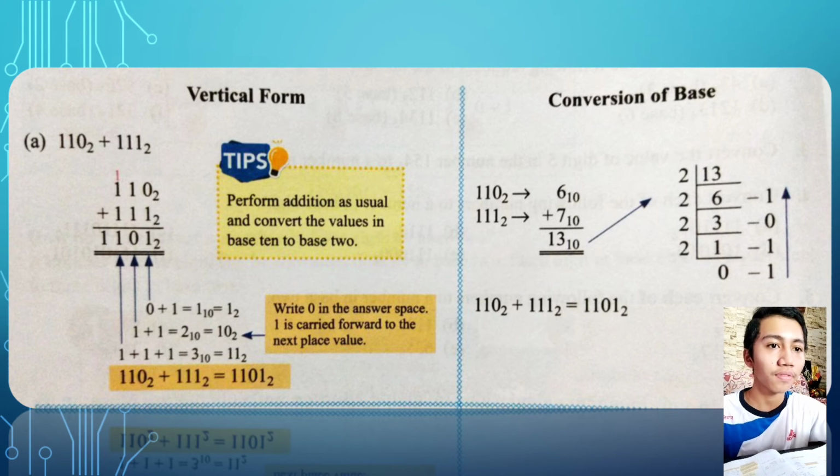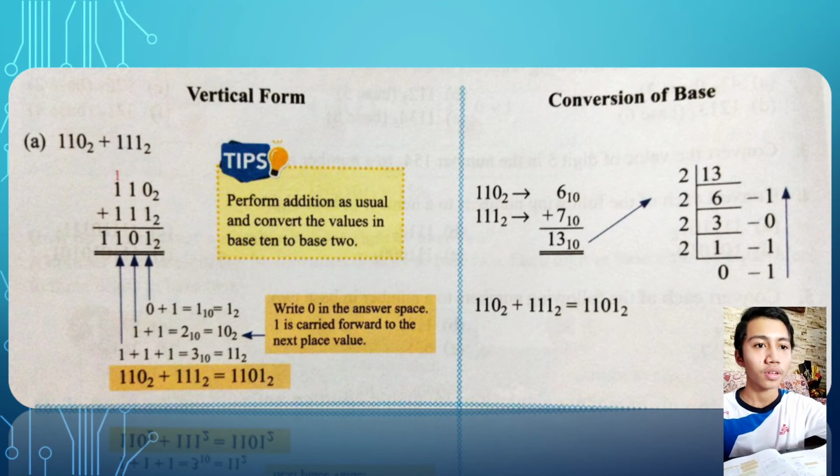So in vertical form, we have 110 base 2 plus 111 base 2. So you get to see the tips there. Perform addition as usual and convert the values in base 10 to base 2. So we see 0 plus 1 is 1. So it is okay.